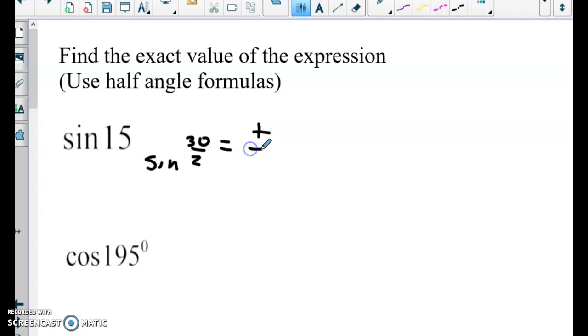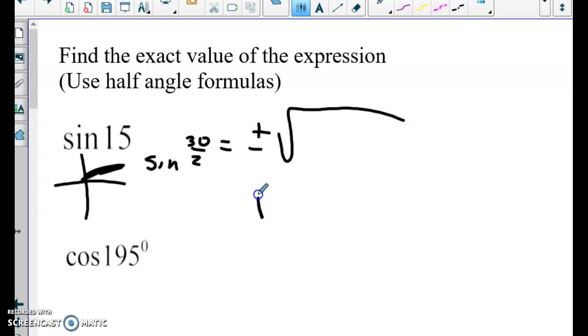We have a plus or minus in front, but we know that it's not because there's two answers. We have to pick. Sine of 15 is in the first quadrant, so we know that it's positive. We have to pick which one of those two it is. We don't get to just leave it as plus or minus.